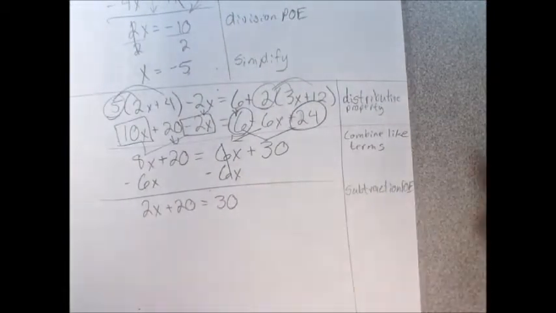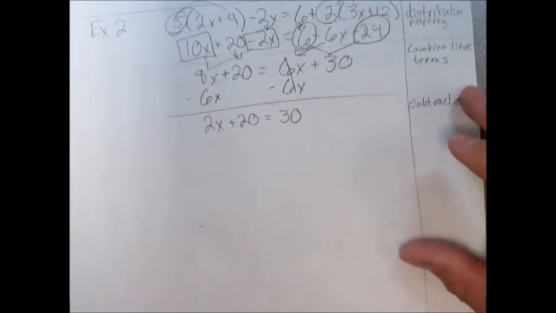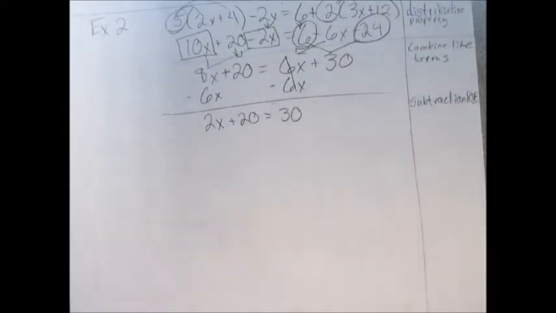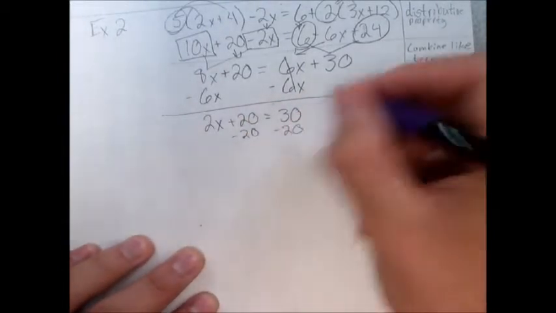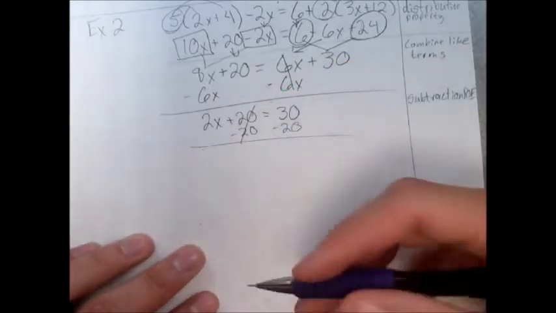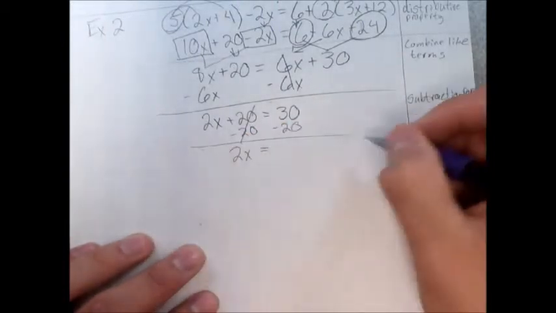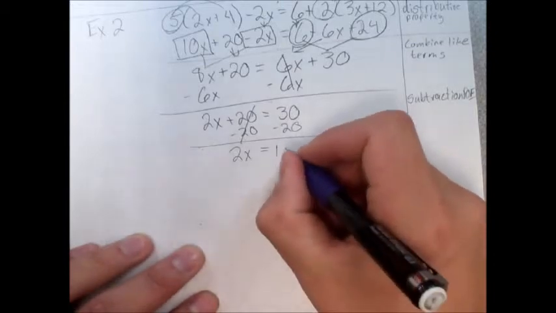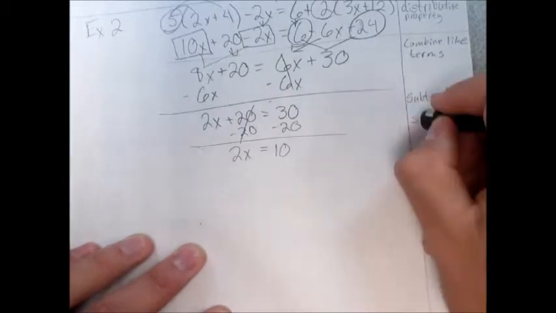Okay. Next step, I need to get all of my regular numbers to one side. So which one do I move? The 20, right? I'm going to move the 20 because if I moved the 30, then I'd have everything on one side and nothing on the other side, and then I'd have to add another step in, and I don't want to do that. So to eliminate having to do another step, I will subtract my 20, which is over here bugging my 2x. 30 minus 20 is 10. And the same property allows me to do that. Again, the subtraction property of equality.